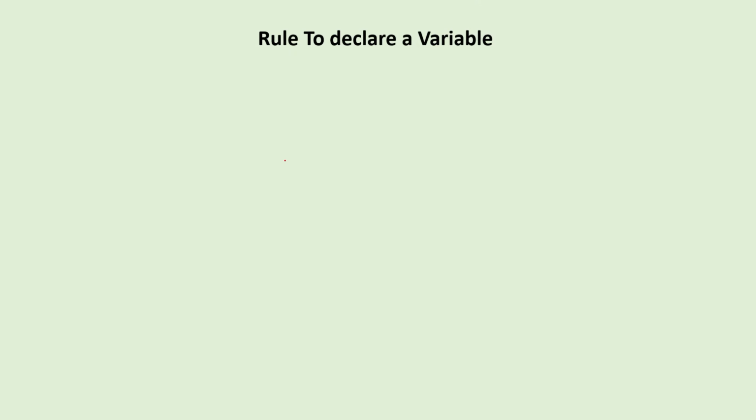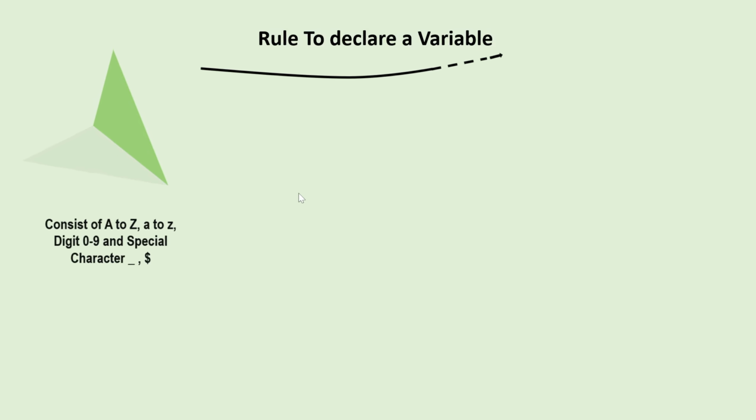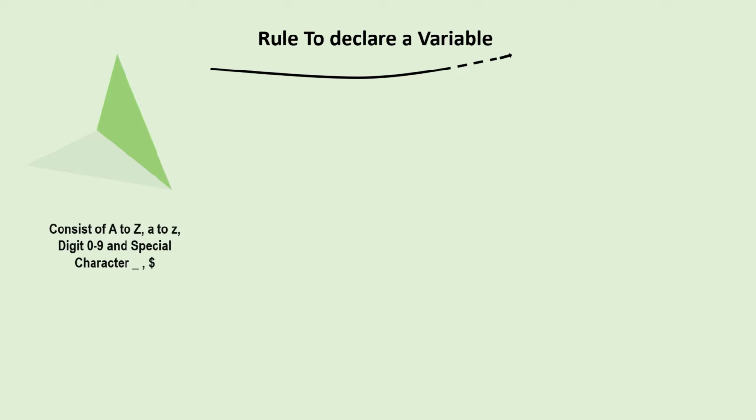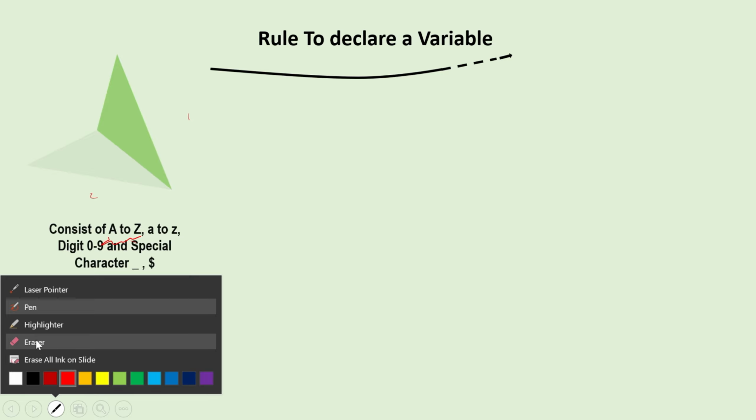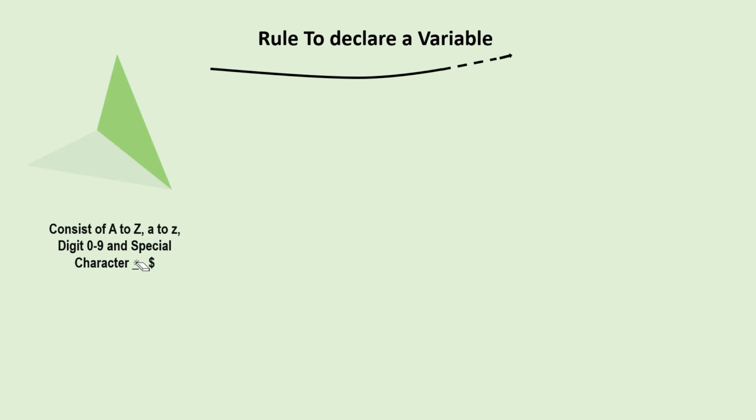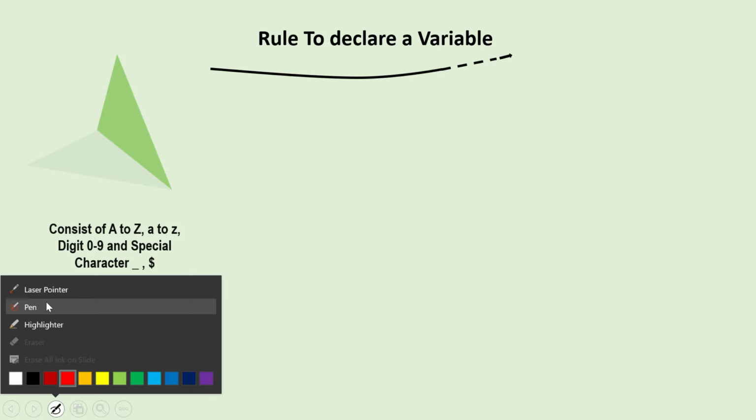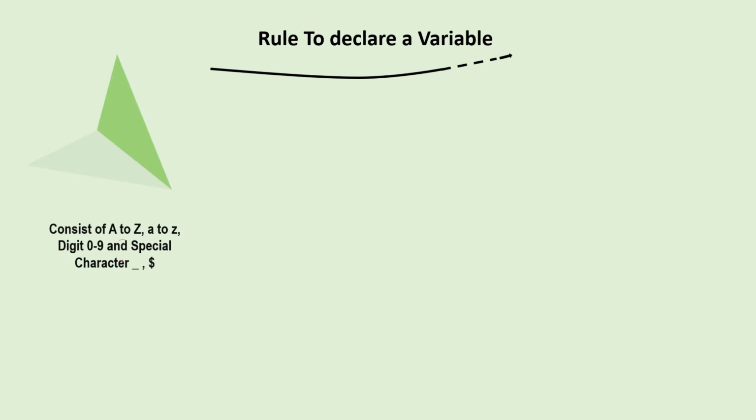There is a rule. One rule is that it consists of A to Z, digits 0 to 9, and special characters, using underscore and dollar. A to Z, lowercase and uppercase both, I can use as a variable name.